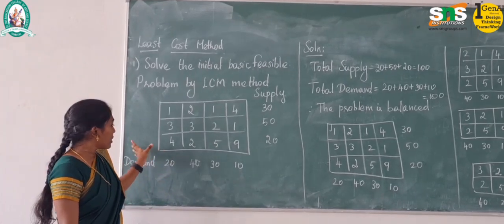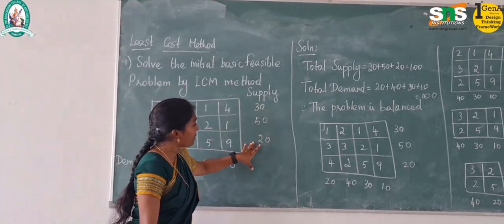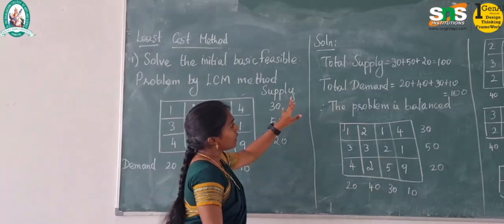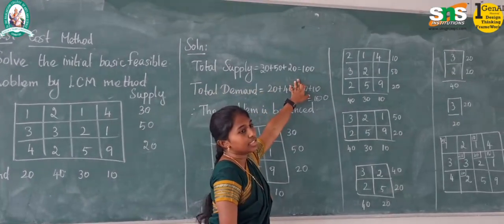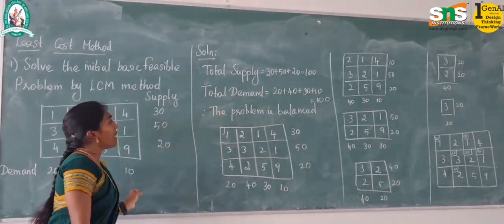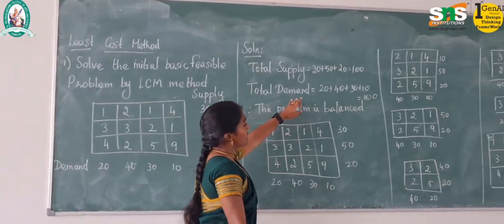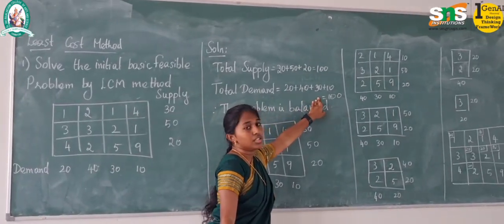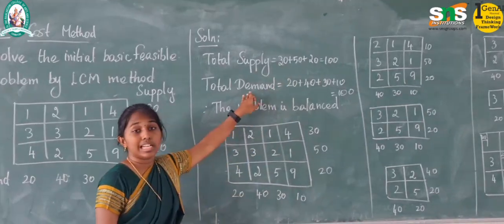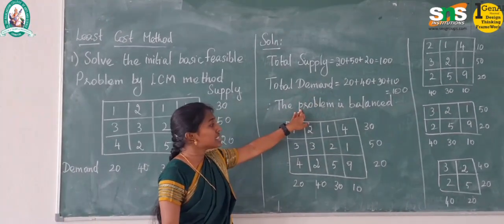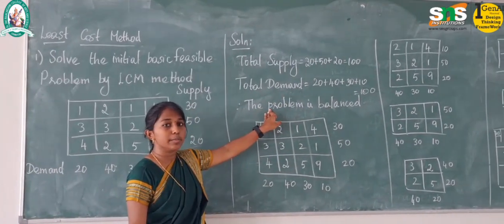So as the first step, we are going to add the supply values. By adding the supply values, I get an answer of 100. Next, we are going to add the demand values. By adding all those demand values, I get the same as supply, that is, the value is 100. So here the supply and demand are the same. So the problem is balanced, and we are going to proceed with the problem.